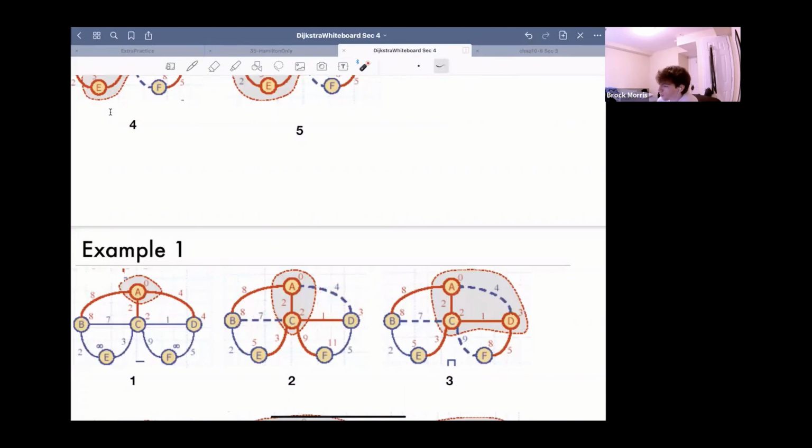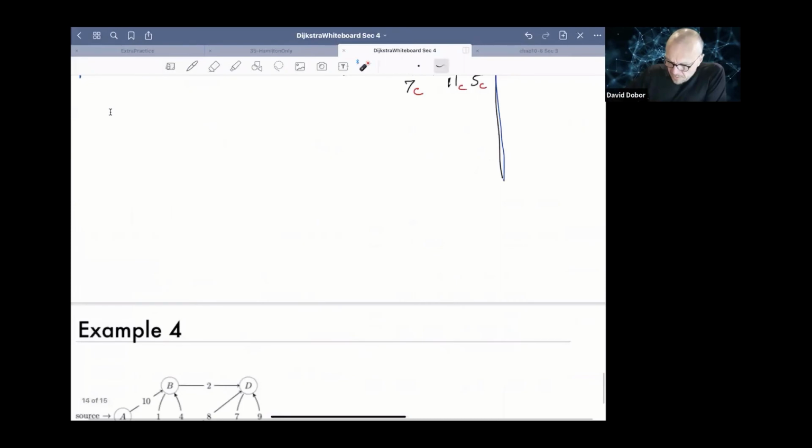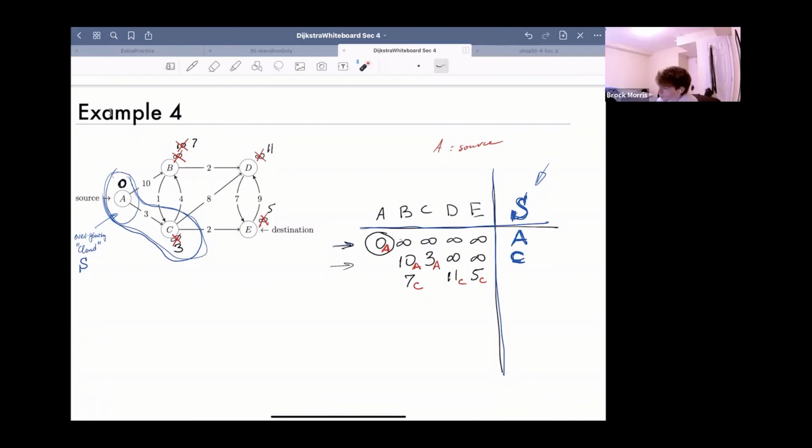Right. So we'll keep addressing those questions as well. So for now, what's happening here? Yeah. And also when we're writing this down, since C can't go back to A, we just leave it blank.